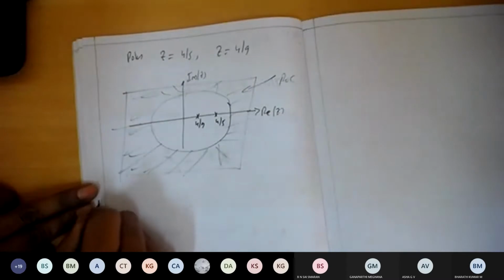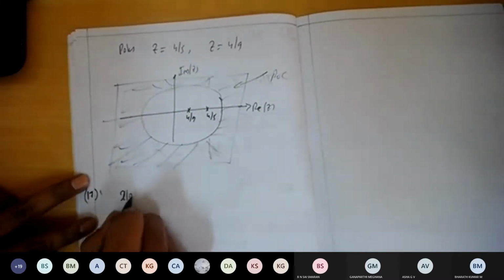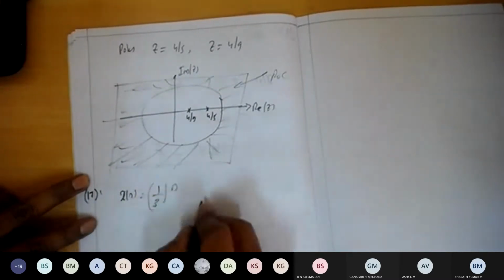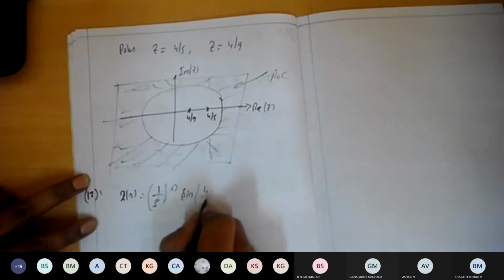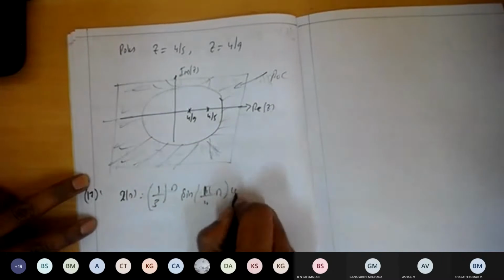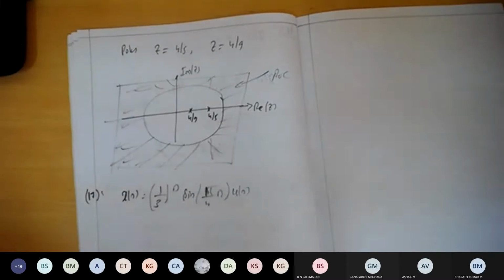Problem number 17. x of n is equal to, I'll consider the other function which is in terms of the sine. We already did the same problem in the DTFT. It is sine of pi by 4 n into u of n. So x of n is equal to sine of pi by 4 n into u of n.